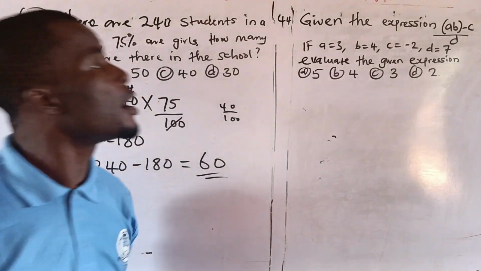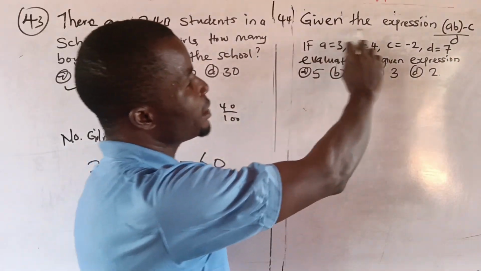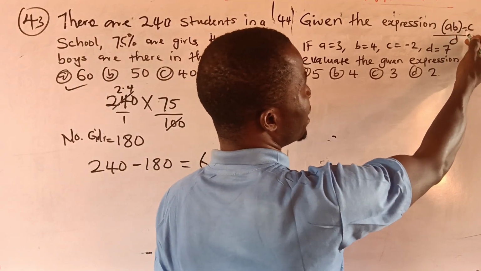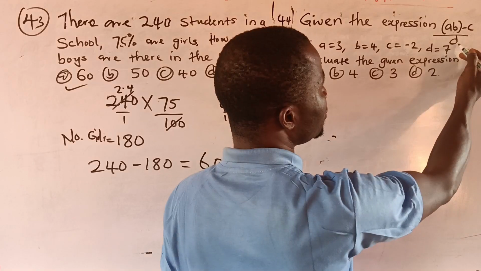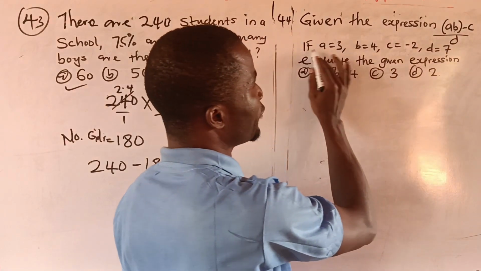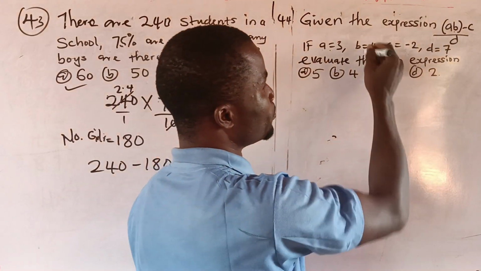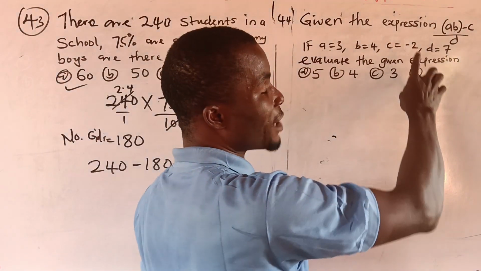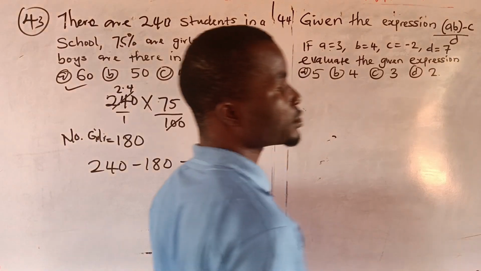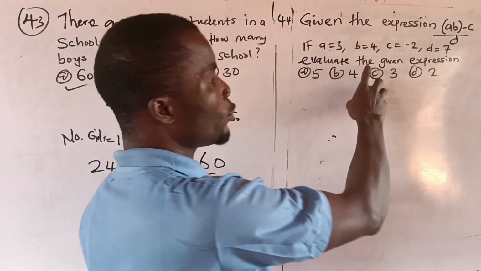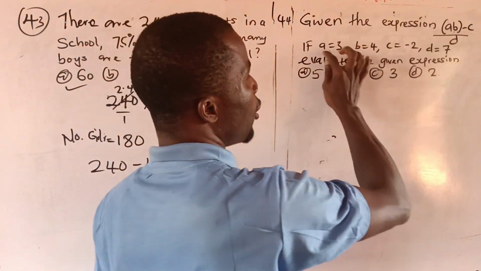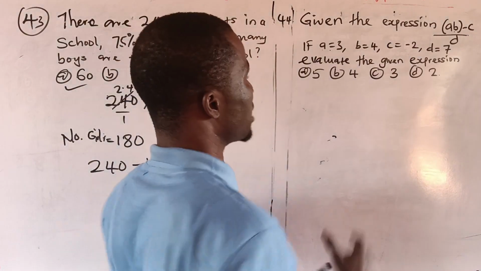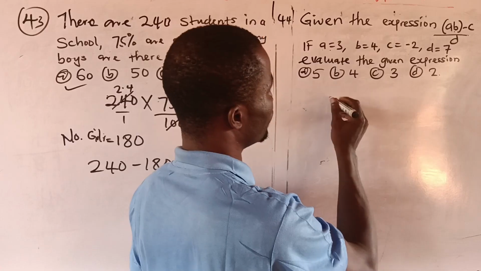Now let's check question 44. Given the expression (AB) minus C over D, if A is 3, B is 4, C is equal to minus 2, and D is equal to 7, evaluate the given expression. So we want to substitute these values inside the expression that is given. So now let's do it fast.